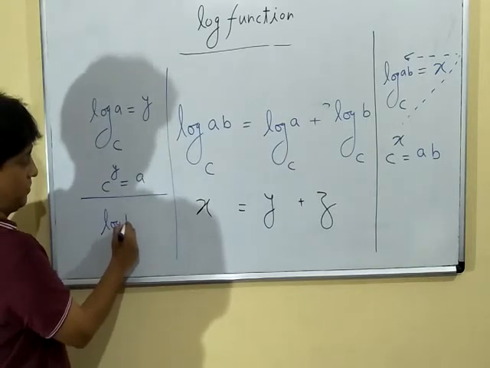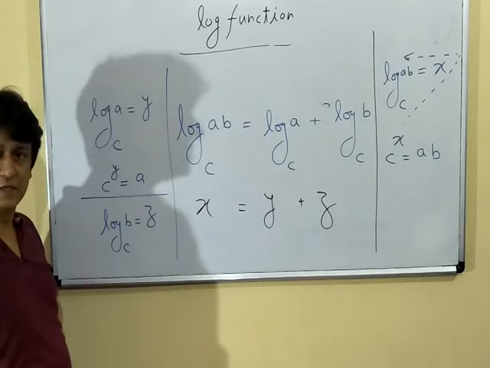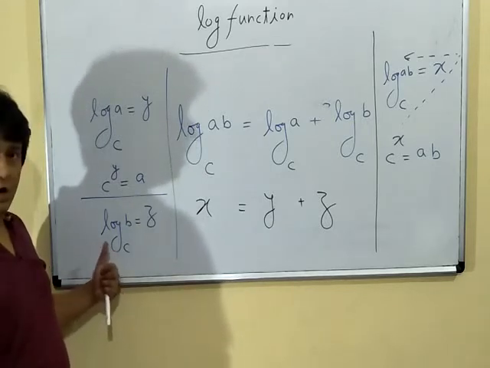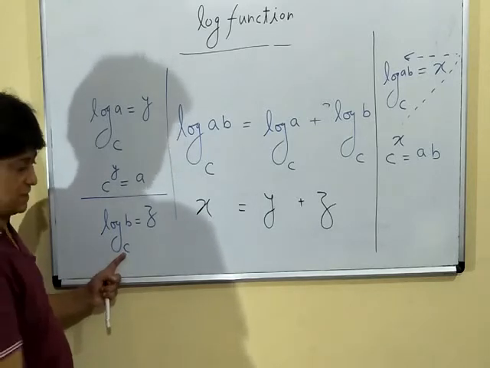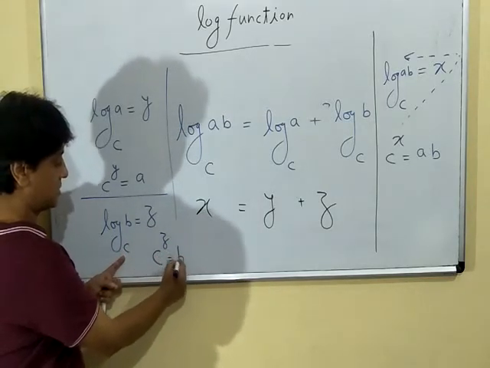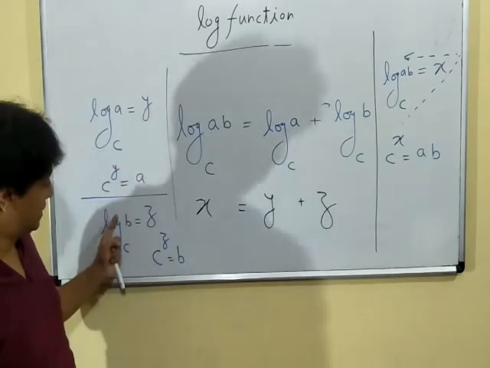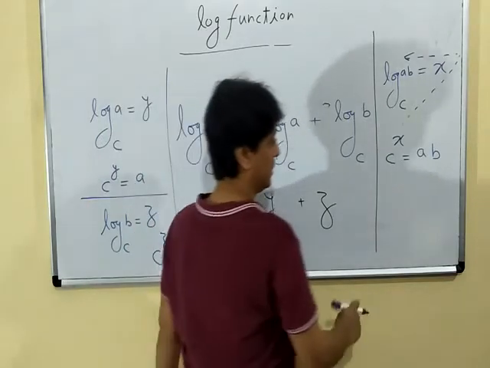Log of B base C is what? Z. Remove log. How do you remove log? Base, power, product, B. C to the power Z, that gives you what? B. Now, look here.